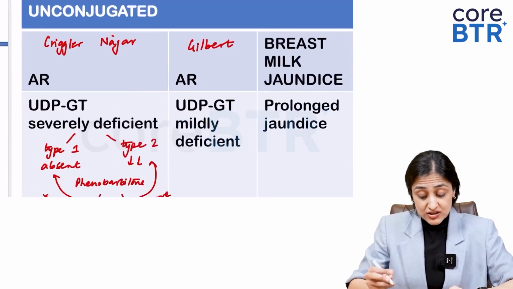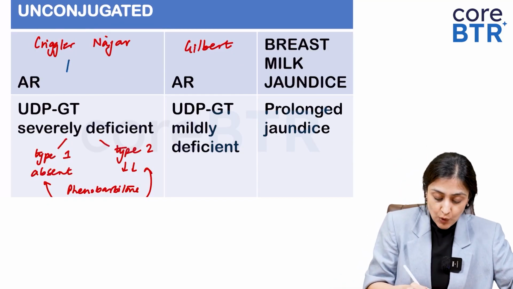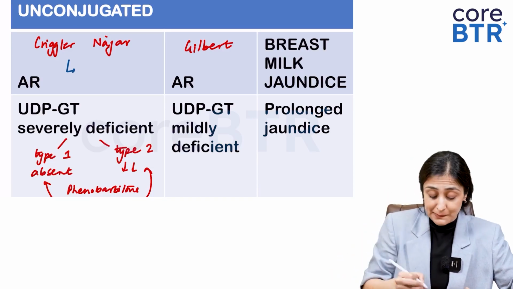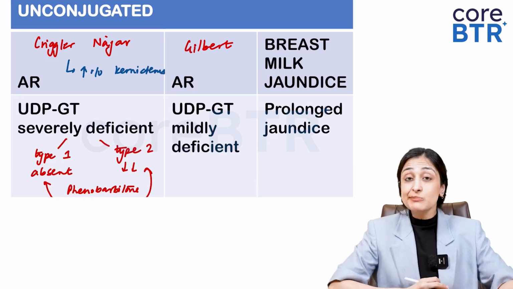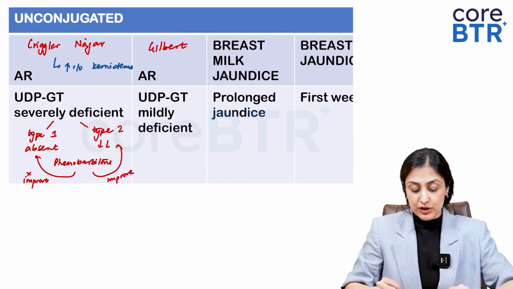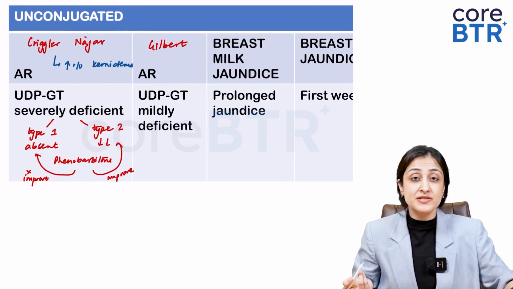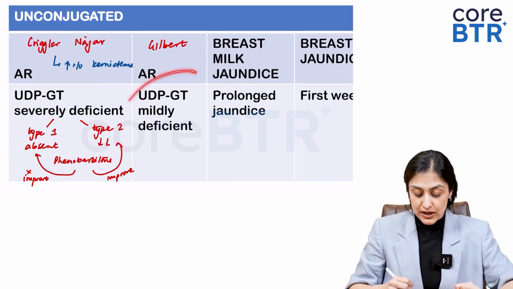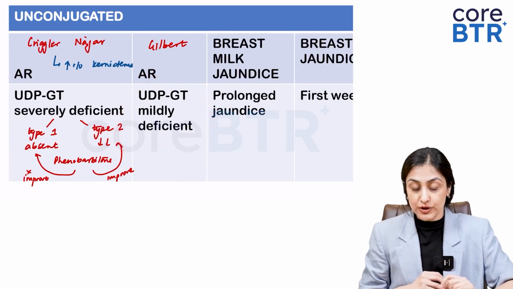But Crigler-Najjar in itself is a very severe disease, right? Because you have a severe deficiency. So all of this unconjugated hyperbilirubinemia is going to deposit in the basal ganglia, and there is high risk of kernicterus in these babies. Gilbert, on the other hand, is a very mild condition where you will have adults presenting with episodic jaundice whenever there's fever or stress. So that's a very mild disorder.